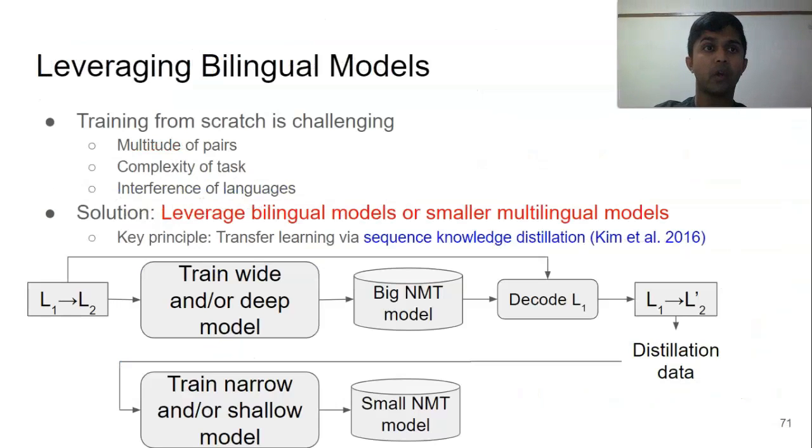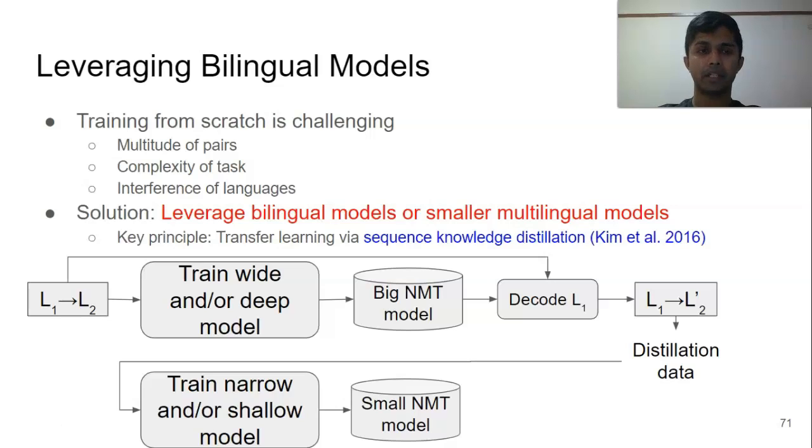Now, we already know that training a model from scratch is very challenging, especially if you're trying to train a model on billions of lines of corpora on 103 different languages. Then the model has to deal with a lot. It has to deal with a very complex training procedure, and several languages may interfere with each other during the learning process. The solution is to leverage bilingual models or smaller multilingual models which are easier to train. The key principle is to use transfer learning via sequence level knowledge distillation.